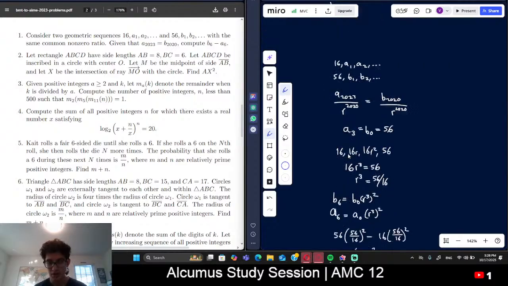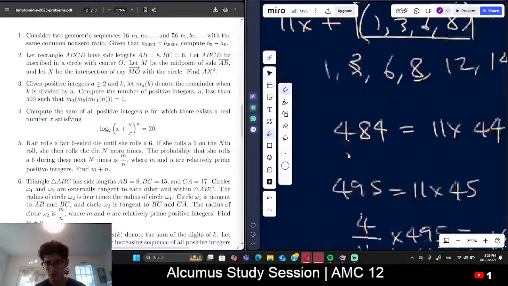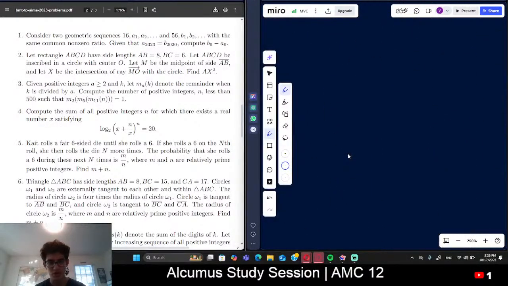Let's go with green for the next one. Let me stay zoomed in. I don't want to waste too much space here. Okay. Compute the sum of all positive integers n for which there exists a real number x satisfying this.